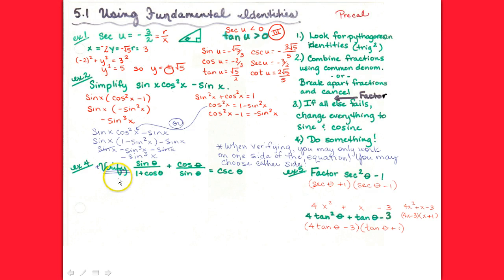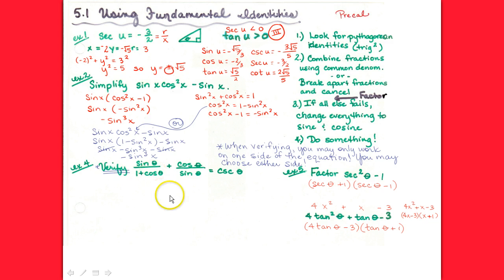For the next one, they give me a verify. Now remember, when it says verify, I can only work on one side of the equation. I can choose either side I want, but I can only work on one side until I get it to equal the other side. Okay? So this is the more complicated side. I'm going to choose to start on this side and try and make it equal cosecant. All right? So step number 1, I look for Pythagoreans, which is a trig function squared.